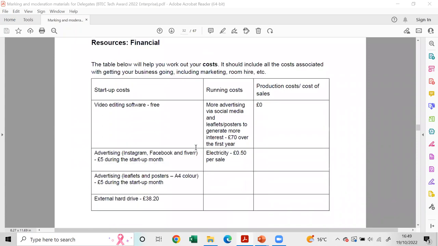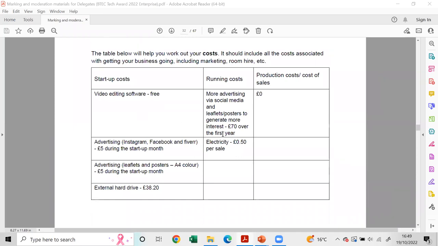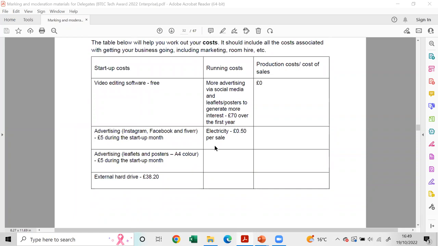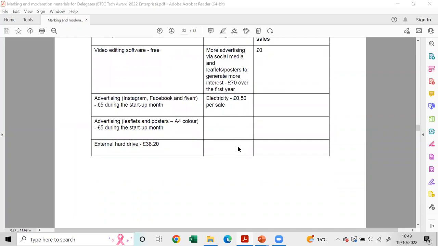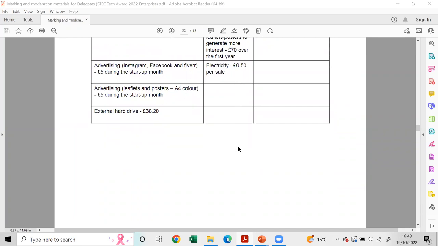Okay. Their financial resources, they've thought of video editing software because it's free. They've already, you know, it's there. What their running costs are, they've thought nothing. They have said electricity of 50p per sale. We don't know where they've got that figure from, but they've not thought about, like I said, the other things such as firewall, antivirus, and so on, broadband use.